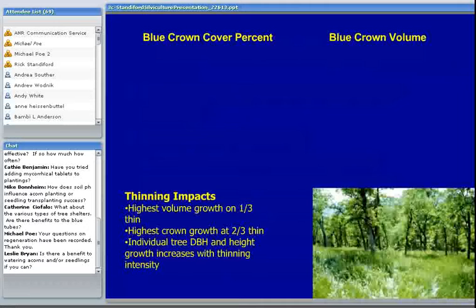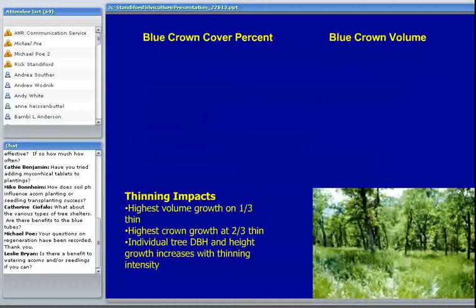The highest volume growth occurred on areas that had 1/3 thinning level. So at 2/3 we actually reduced the overall volume growth. For some reason the graph's not coming up, but it'll come up eventually. We did get the highest crown growth at the 2/3 thin level.